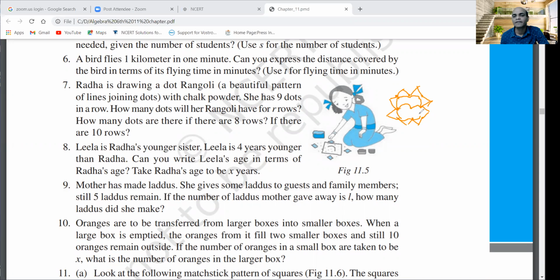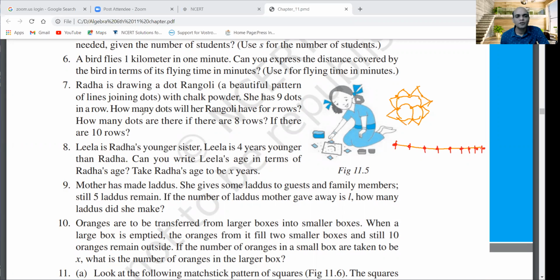Now, Radha is drawing a dot rangoli, a beautiful pattern of lines joining dots, with chalk powder. She uses powder. She has 9 dots in a row. How many dots are there in a row? Suppose this is a row. 1, 2, 3, 4, 5, 6, 7, 8, 9. See here? 9 dots in a row, and 9 rows of dots. Clear? Good.